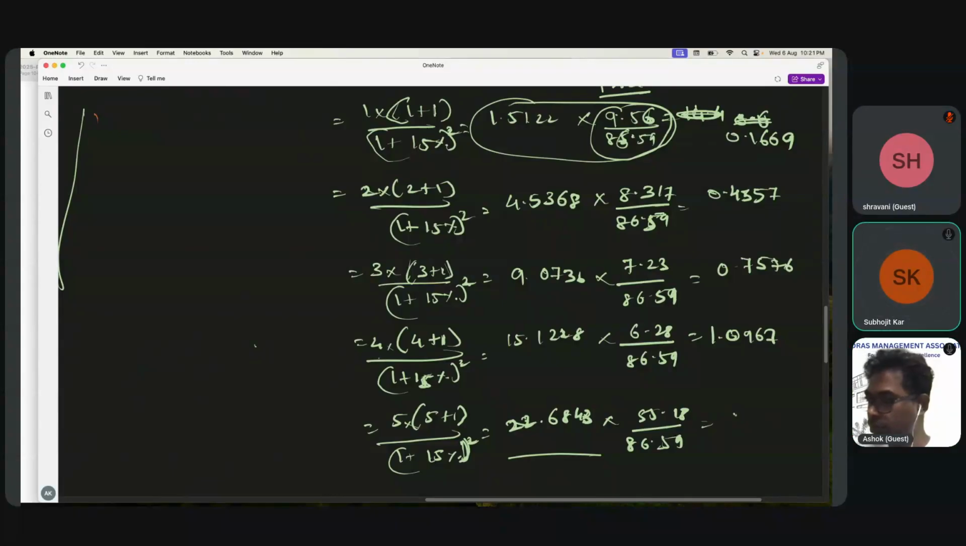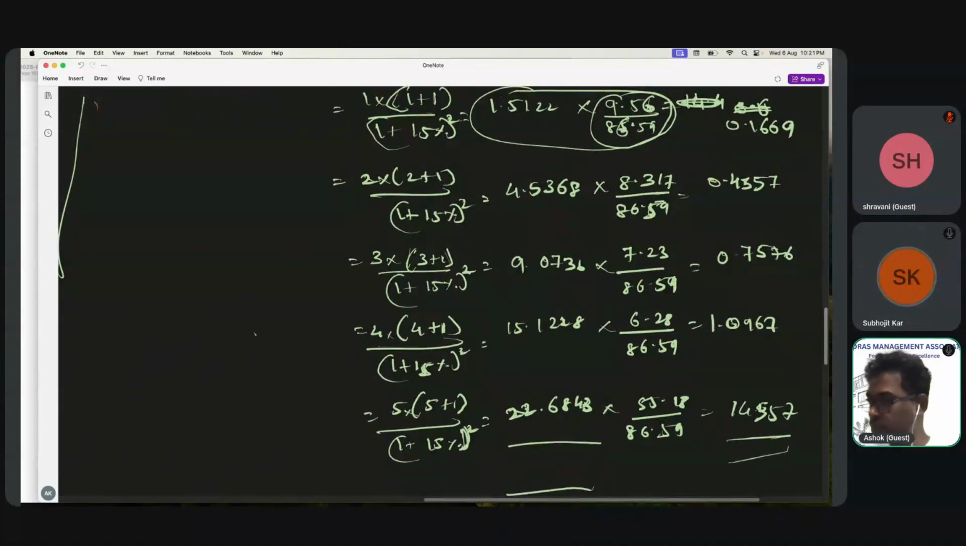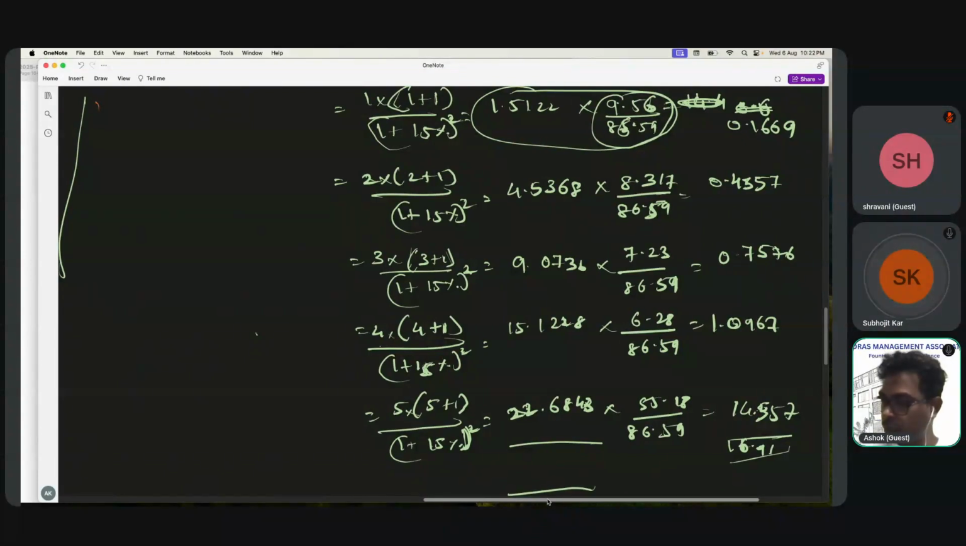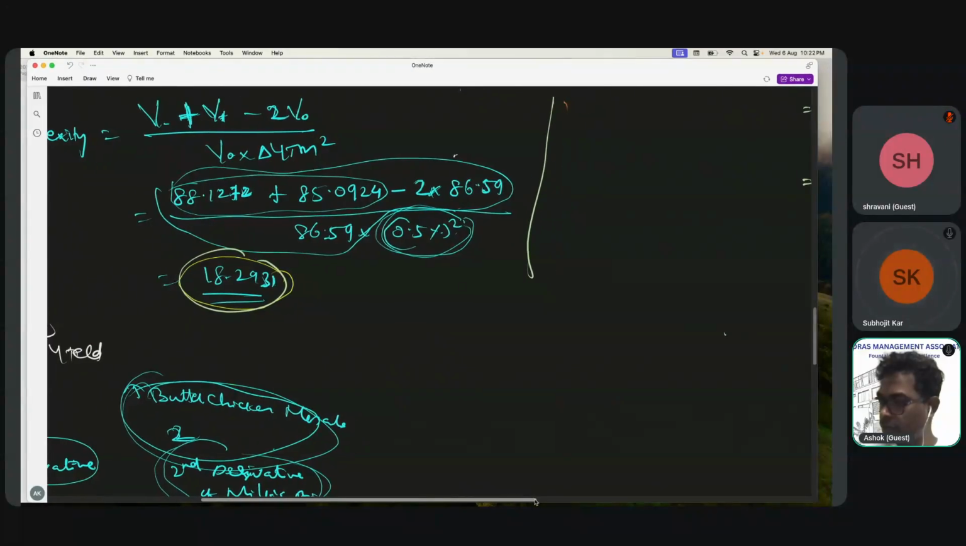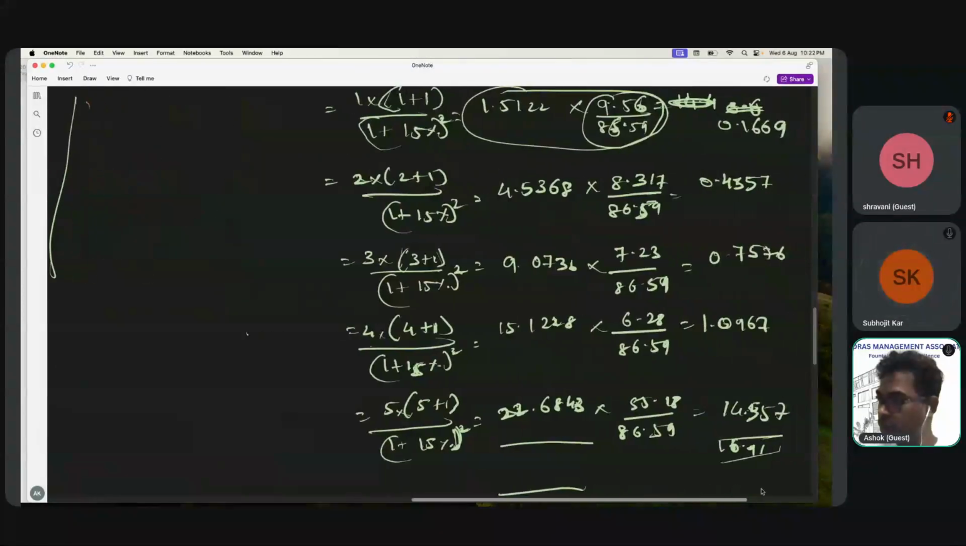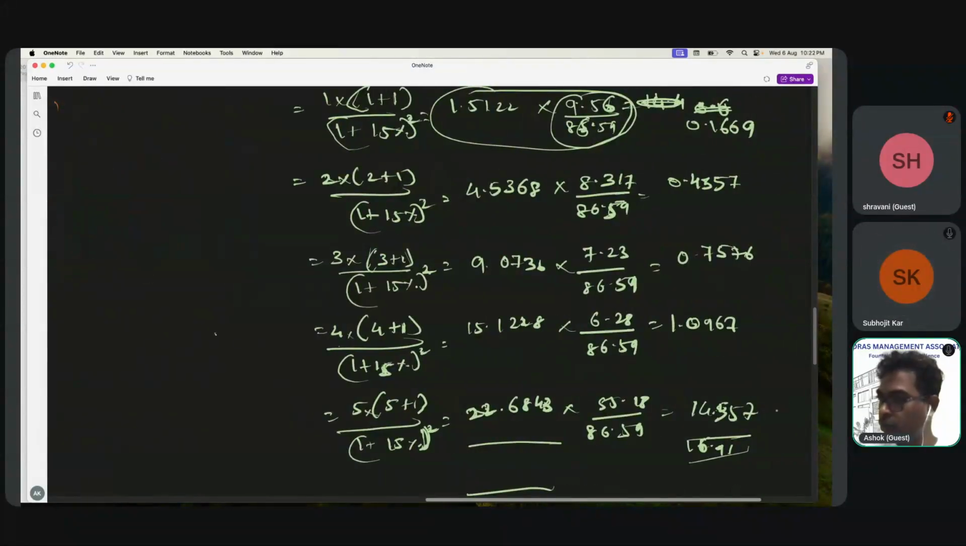This is 14.4557. Now you add up all this. So this is 16.9128. Okay. 16.9128, and we got as 18, which is all fine. Okay, these are all decimal stuff only. This is okay. So this is how you can do convexity.